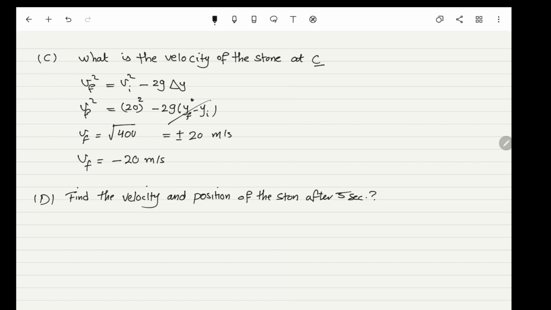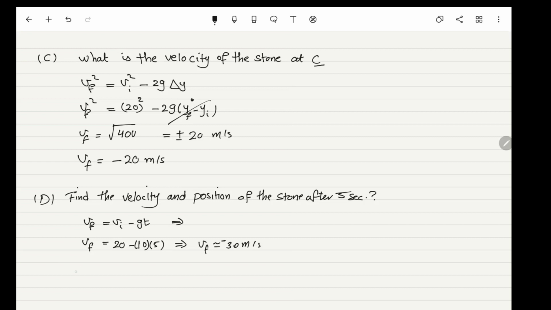Find the velocity and position of the stone after 5 seconds. For the velocity, let's use the simple equation: V final equals V initial minus GT. V initial is 20, so V final equals 20 minus G, which is 10, times 5. V final is almost minus 30 meters per second, and the minus sign means it's going downward.